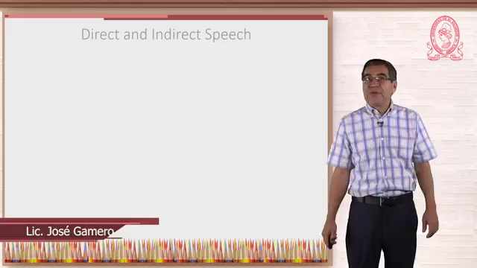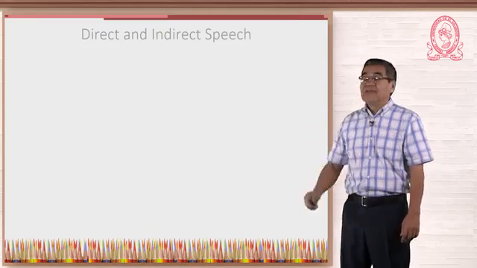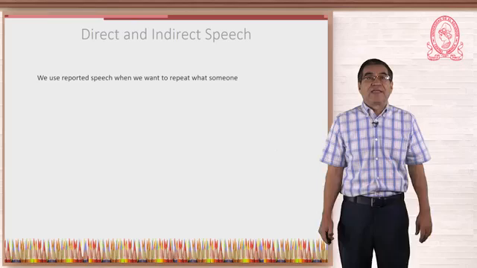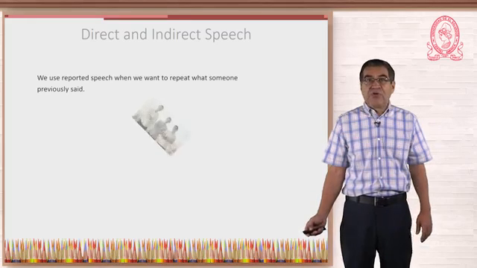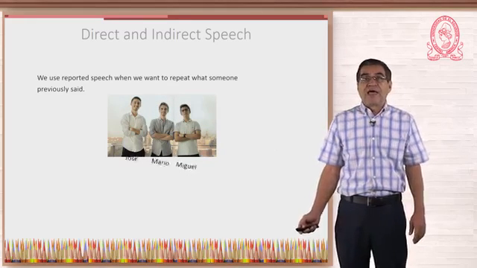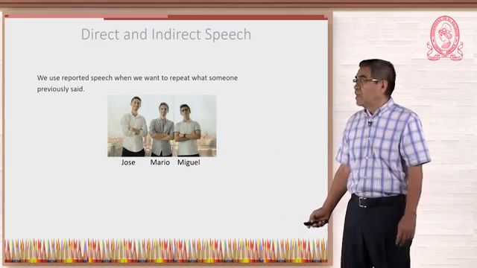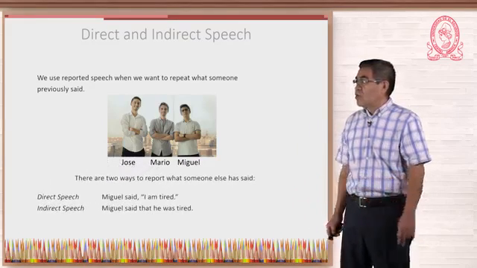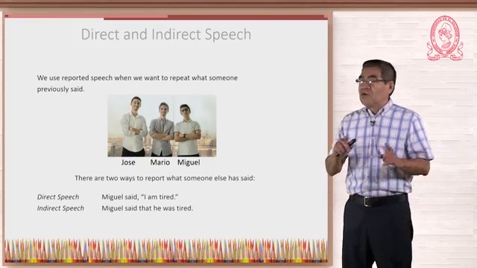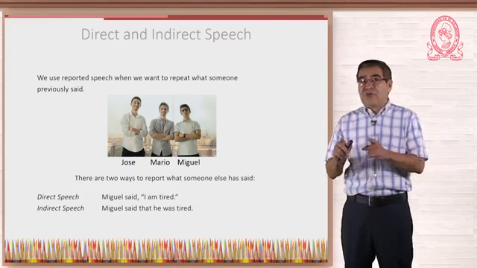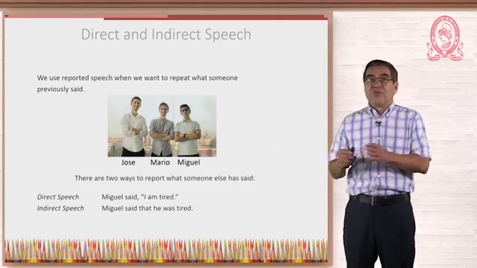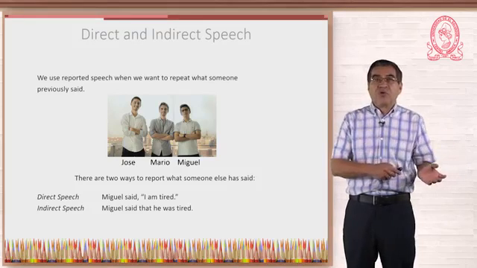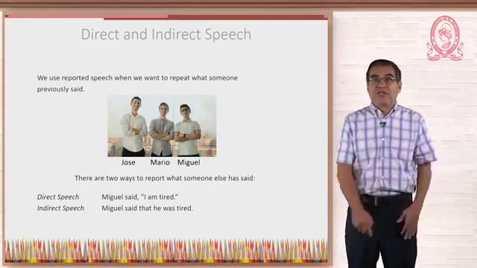As you know, the topic is direct and indirect speech. What is that? We use reported speech when we want to repeat what someone previously said. For example, you have three people: Jose, Mario, and Miguel, and they are talking to one another. At a point, Jose may say something, Mario can hear that, but Miguel didn't hear that, okay? So what Mario has to do is to report to Miguel what Jose previously said.